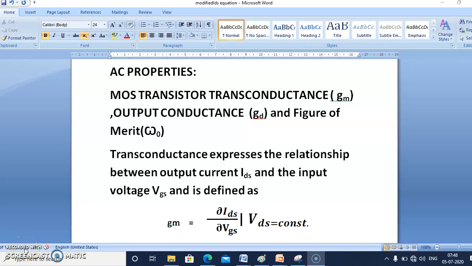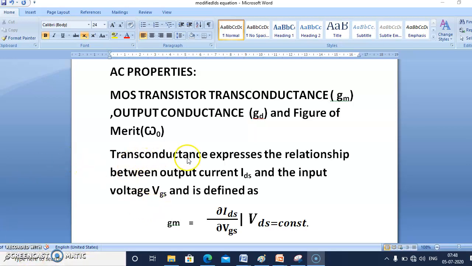Hi everyone, in this video I am going to discuss the basic electrical properties of MOSFET, which are also called the AC properties. They are MOS transistor transconductance GM, output conductance GD, and figure of merit omega naught.